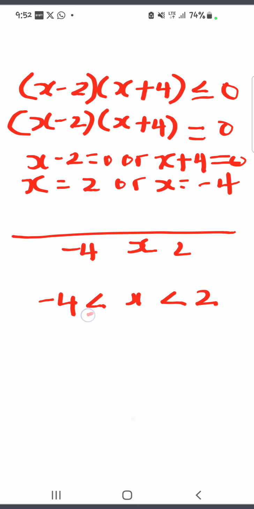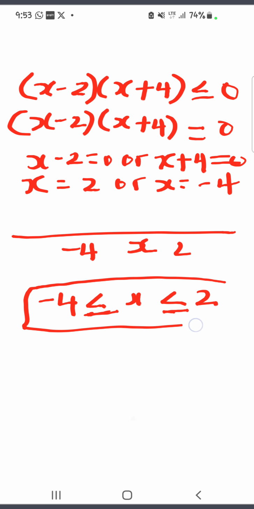No, less than or equal to x less than or equal to 2, because minus 4 is inclusive. Minus 4 is also part. Minus 4 made the inequality valid. Even 2 made the inequality valid. So that's why you need to use less than or equal to, not just less than. Less than or equal to means you are including minus 4, and it means you are including 2. So this is our final answer.